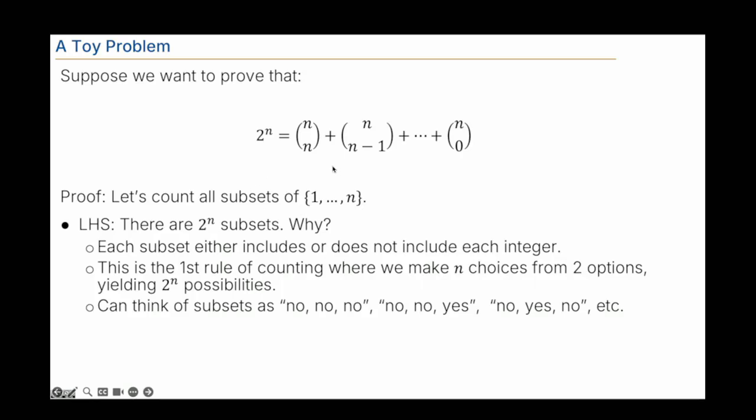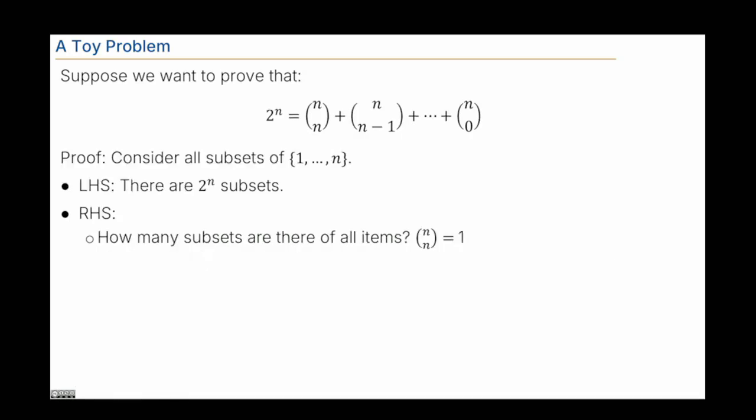Let's also count all the subsets in a different way, not just thinking about the first rule of counting, just a different, like turn my head sideways and try and count it. Okay, so how do I do that? Well, I could say, well, how many subsets are there of all of the items? So if I have n things and I form a subset of all of them, how many subsets are there? 1, right? It's all the items. What about all but one item? It's n choose n minus 1. Why is that? Because you have n things and you're choosing to use n minus 1 of them. So that's n choose n minus 1.